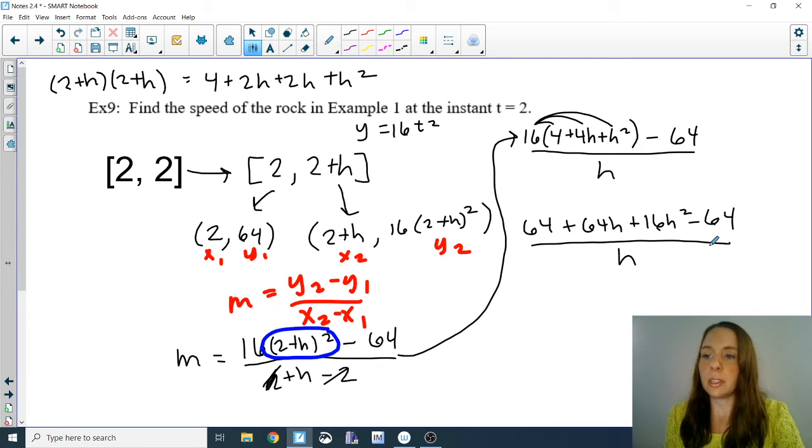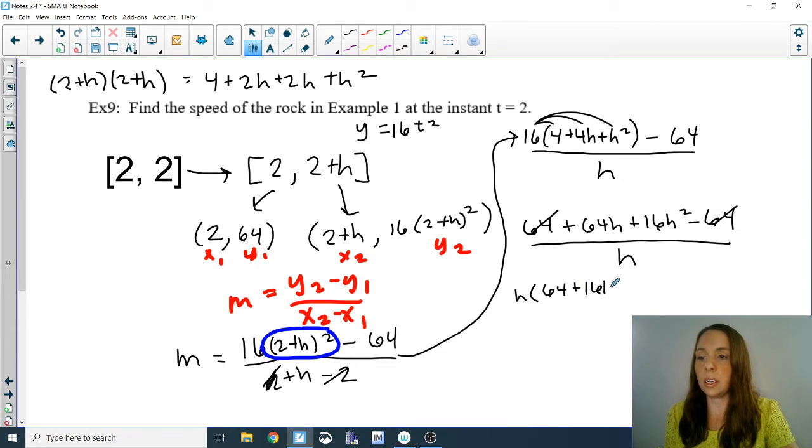I hope you notice at this point that this cancels, 64 minus 64. And if those two constant terms cancel, then what you can do with this part that remains is factor out a common factor of h. Now, the greatest common factor is not h, but I suggest that you just factor out an h so that you can see what's going to happen here. So what we're going to have is h times 64 plus 16h, all over h.